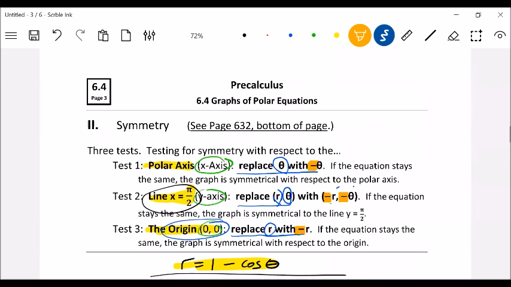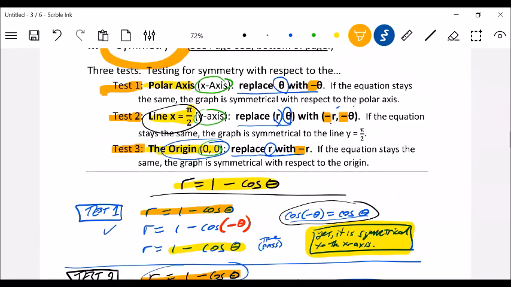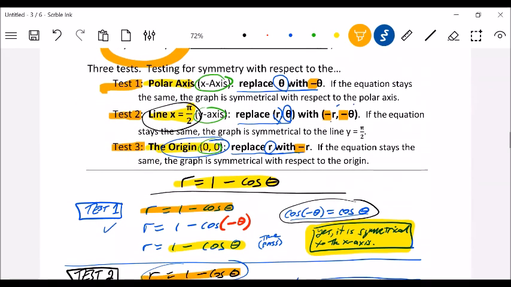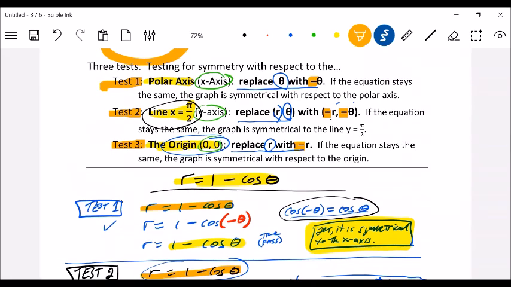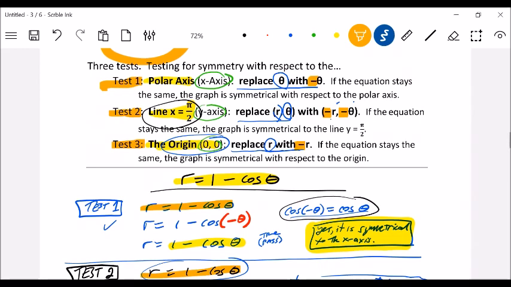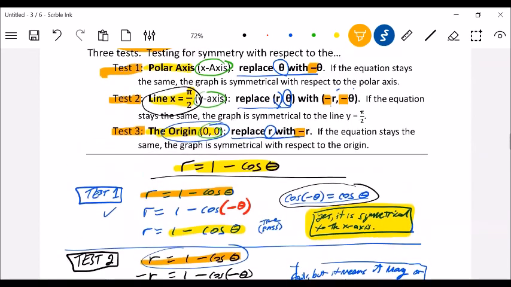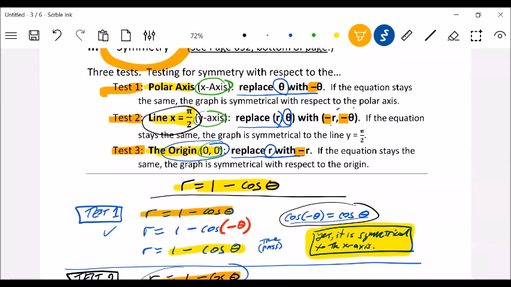You can check for symmetry by doing these 3 tests, test 1, 2, and 3. And you'll want to remember that all they are is simply first making the angle negative, next making both the angle and radius negative, and then making the radius negative. And that's based on whether it's the polar axis or the x-axis or the y-axis or the origin.